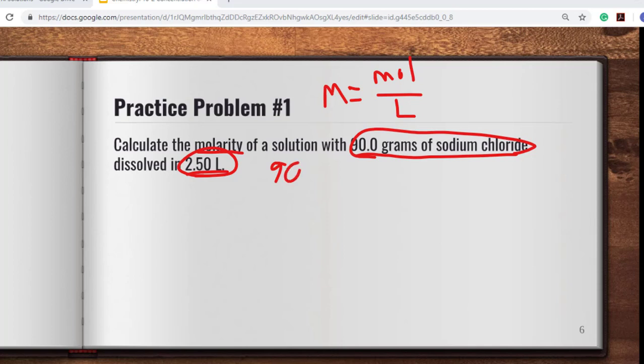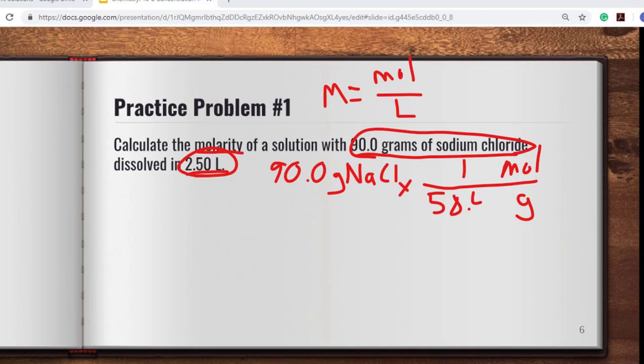So let's start with that. We're going to start with 90 grams of sodium chloride, NaCl. Grams goes on the bottom of the next step, and we get moles on top of the last one. We need to do a little bit of calculation here. Let's figure out our molar mass of sodium chloride. Our molar mass for sodium chloride is 58.44. All right, so we're going to do some math here. Using correct significant figures, we have 1.54 moles of NaCl.